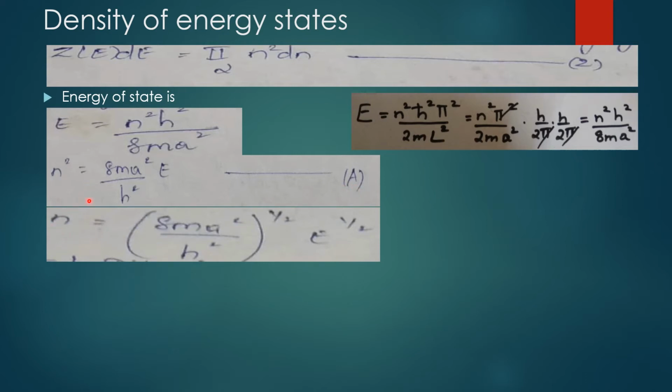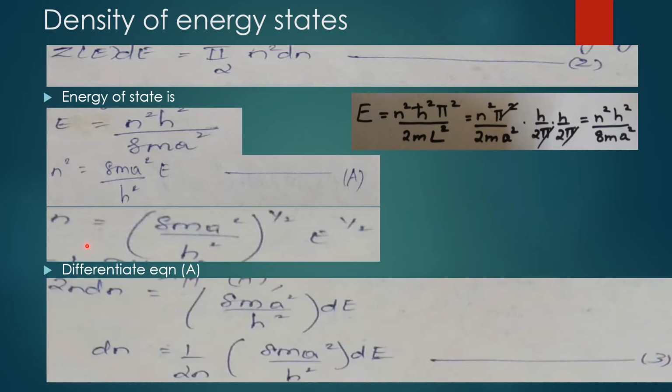Taking the square root of equation A, we get n = (8ma²/h²)^(1/2) × E^(1/2). Differentiate now equation A. So n² will become 2n dn, and the differentiation of E is 1. So 2n dn is equal to 8ma²/h² dE. Rearranging this equation, we get dn = 1/2n × 8ma²/h² dE, equation 3.